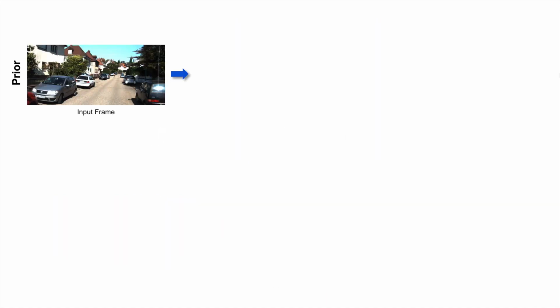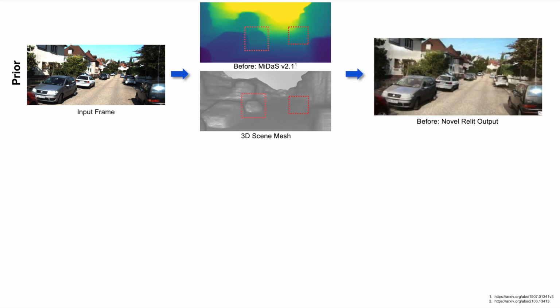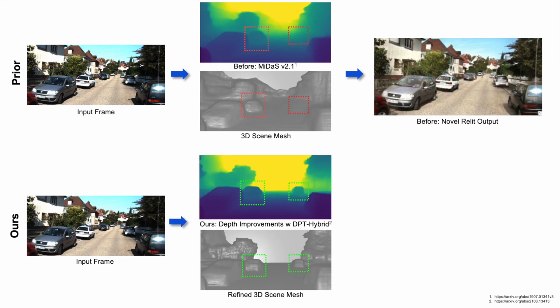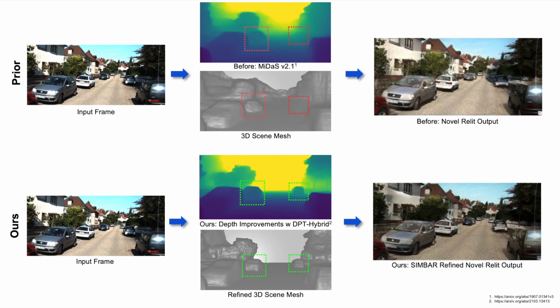To begin with, we used the MiDaS V2. However, the generated depth map and the 3D mesh were often inaccurate and not fully representative of all objects in the scene, resulting in unrealistic relit outputs. On replacing MiDaS V2 with DPT hybrid, a more refined and accurate description of the scene is obtained. Better geometry understanding contributes to more realistic relit images.